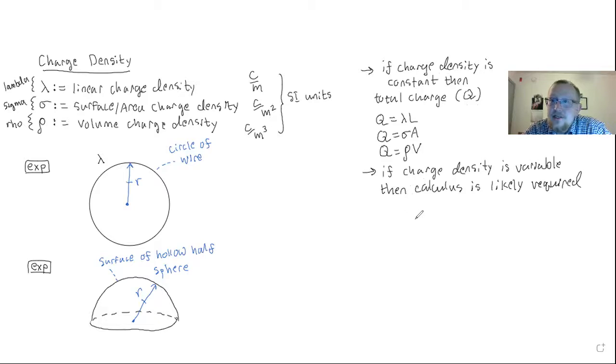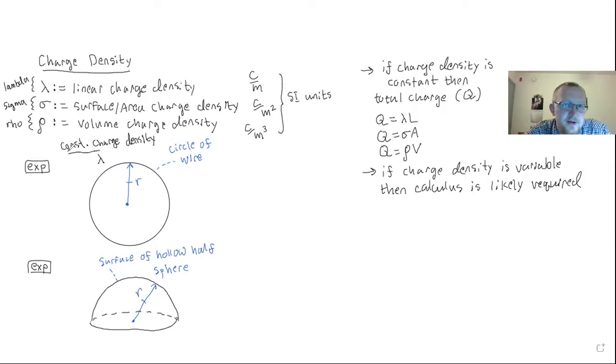If the charge density is variable or is a function of position, then calculus is likely required, and we really won't have to deal with a lot of that in this class. So I'm not going to worry about showing an example for variable charge density at this point. Over here, I have a few examples for a constant charge density. I should probably write that down: constant charge density.